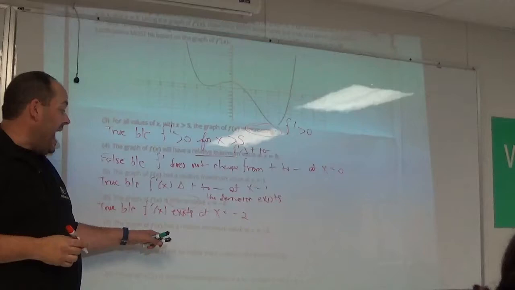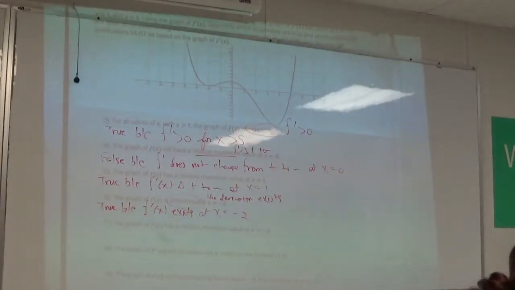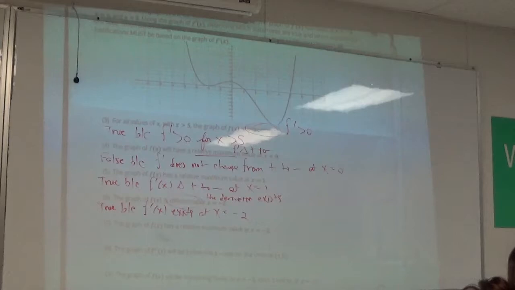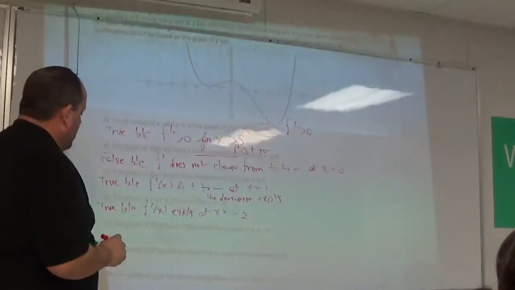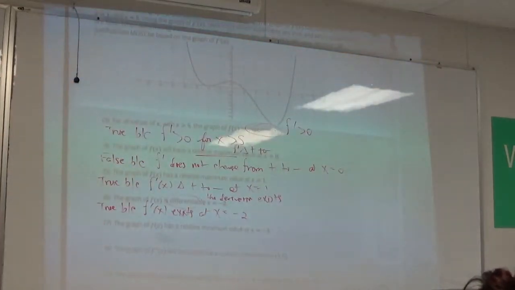The graph of f has a relative minimum at x equals negative 2. Go back to your notes. Relative. It should have like positive. The graph of f has a relative minimum value at x equals 2. This statement is false. It has to be false.